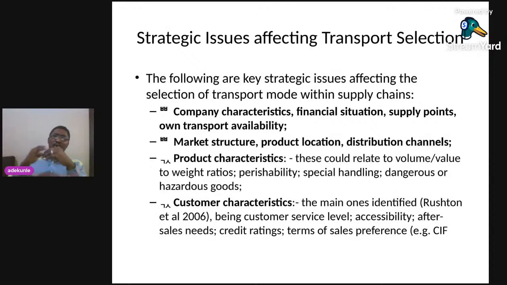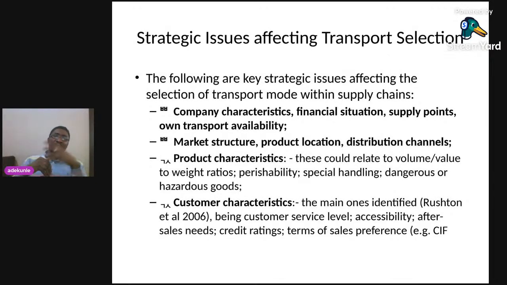Then, of course, customer characteristics. What your customer wants is another thing, because it identifies whether the service level you are trying to provide to them through transport is accessible to them. Whether you have to give them a credit rating, the terms of sales are like that, and on and on.